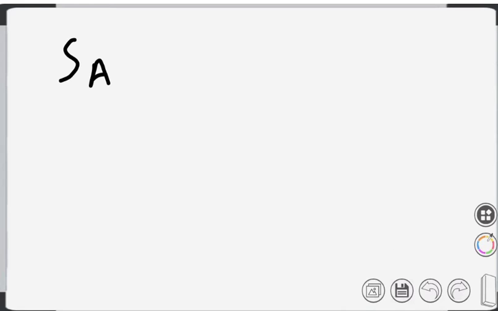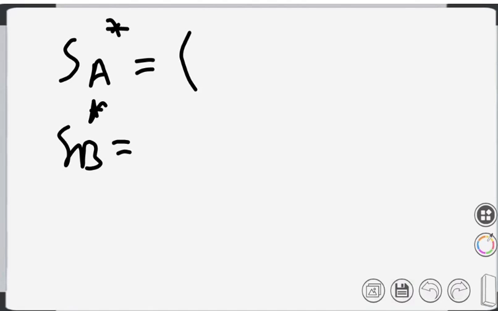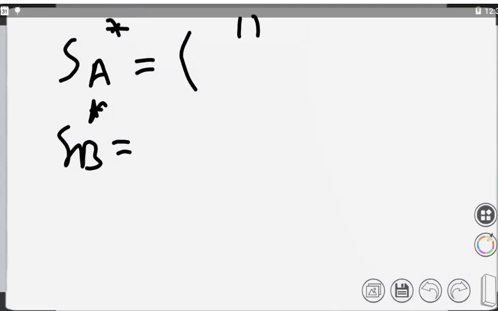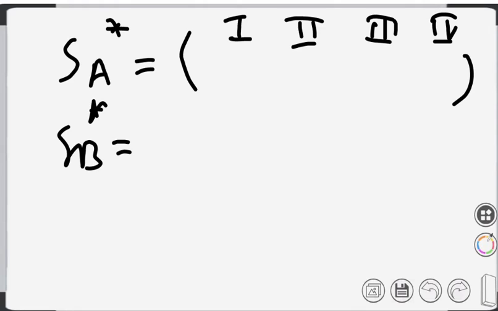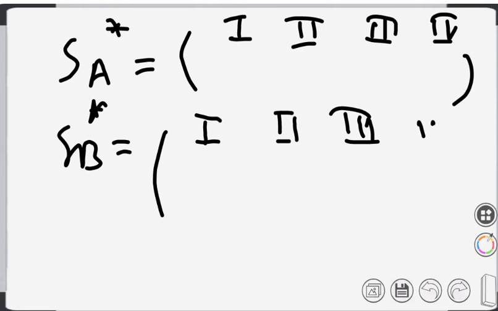Finally, we should write down the optimal strategies for A and for B, SA star and SB star. And remember, those strategies which are already neglected will have probability 0. So for A, we have omitted row one and row two, so that means this will be 0, 0.